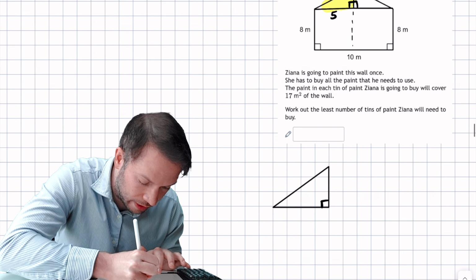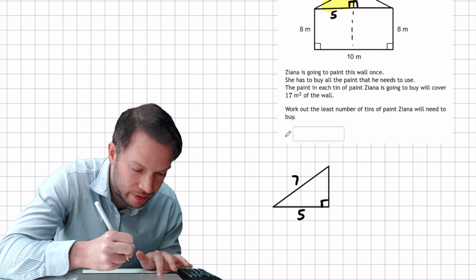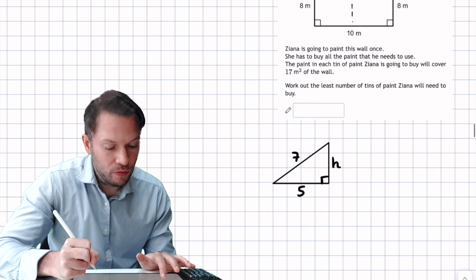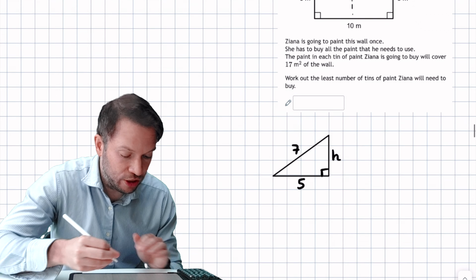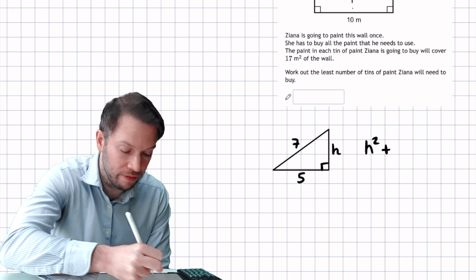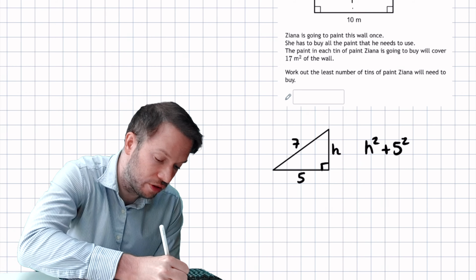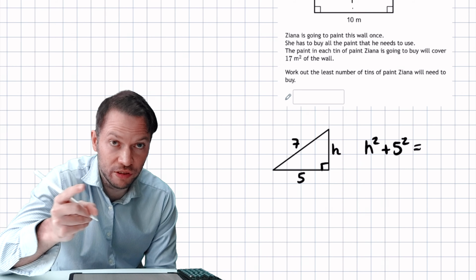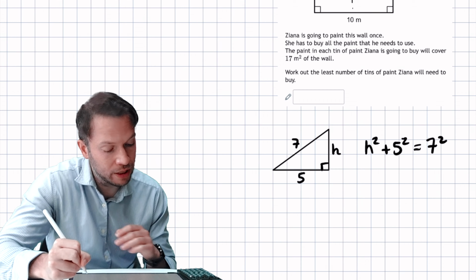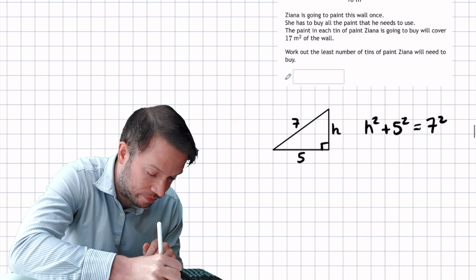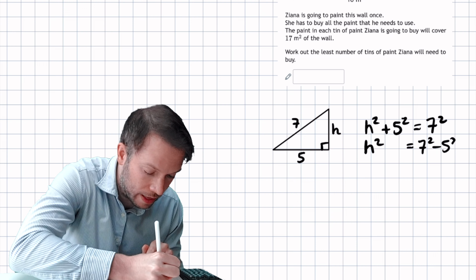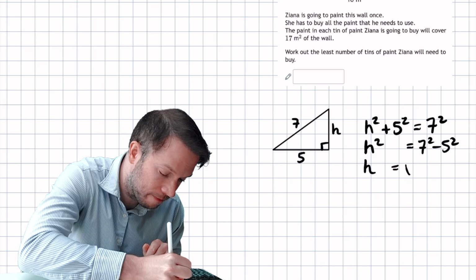So we've got 5 here and 7 here, and we need to find the height of this. Let's call it h. Remember with Pythagoras theorem, if we do the shorter length squared, so let's say the h squared plus the other shorter length squared, 5 squared, that gives you the hypotenuse squared, the longest length, which is always opposite the right angle squared. So 7 squared like that, right? So then we can just subtract the 5 squared, and then square root both sides.